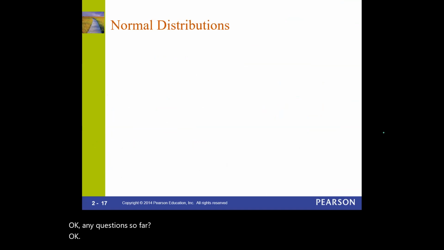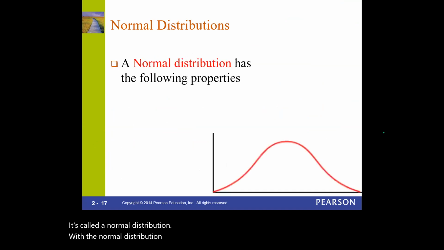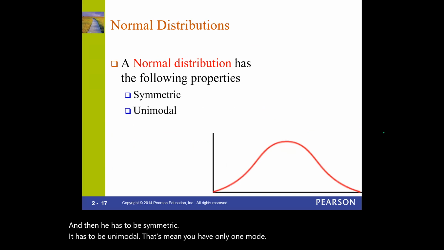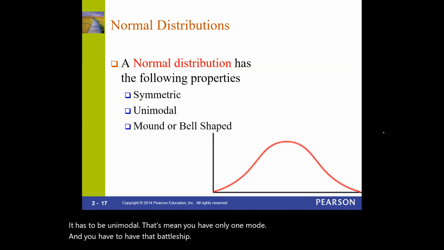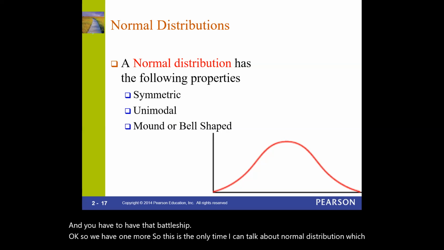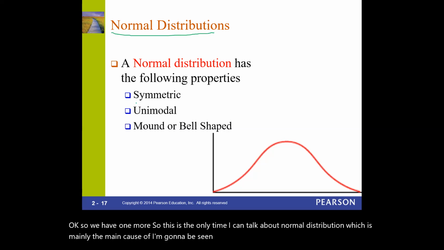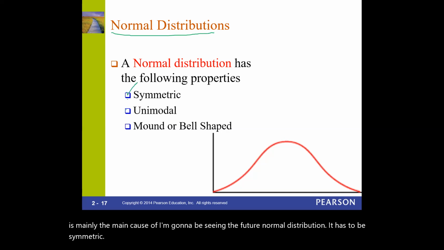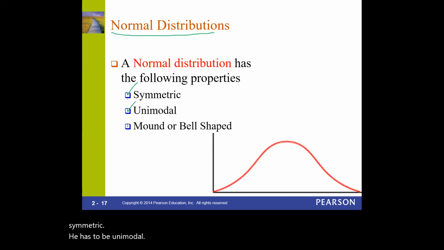Then a very important concept is called a normal distribution. With the normal distribution, we want to have the bell shape. And then it has to be symmetric. It has to be unimodal. That means you have only one mode. And you have to have that bell shape. So this is the only time I can talk about normal distribution, which is one of the main causes of what I'm going to be seeing in the future. Normal distribution has to be symmetric, unimodal, and have a bell shape.